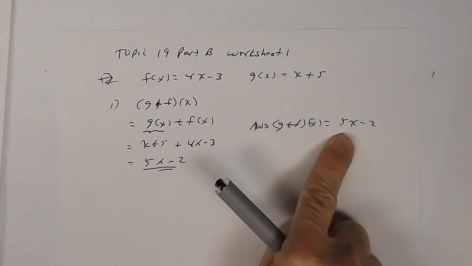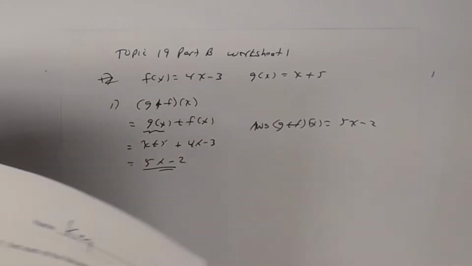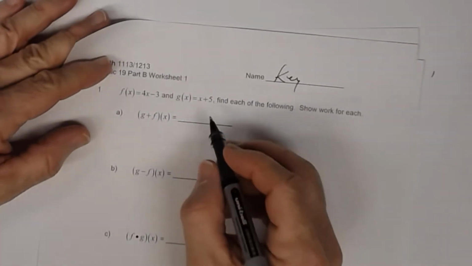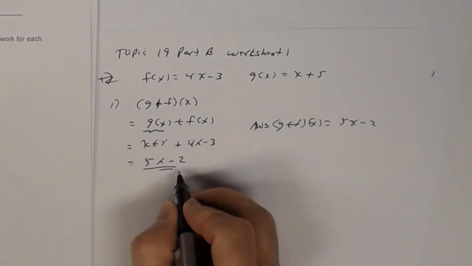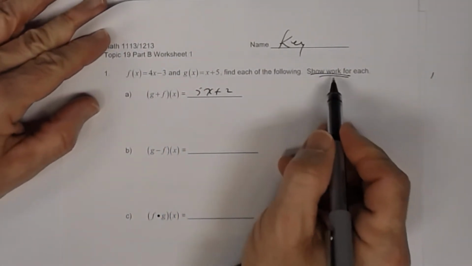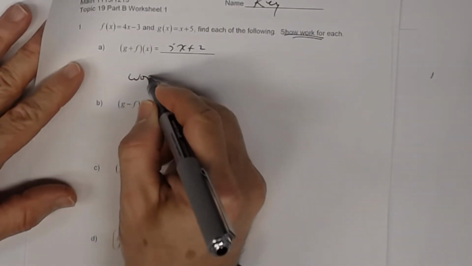All right, so that's the algebra of functions, or the combination of functions. So that's number 1. So number 1, the answer is 5x minus, I'm sorry, 5x plus 2, excuse me. 5 and negative 3 is 2, so 5x plus 2. All right, now notice it does say show the work, so you have to show the work. So the work is going to be on the next page.